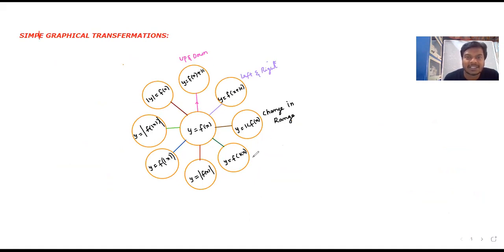In the previous case, change in range. Here, no change in range, as well as here the graph either compresses or stretches. Next we are going to discuss the graph of y equal to modulus f of x.